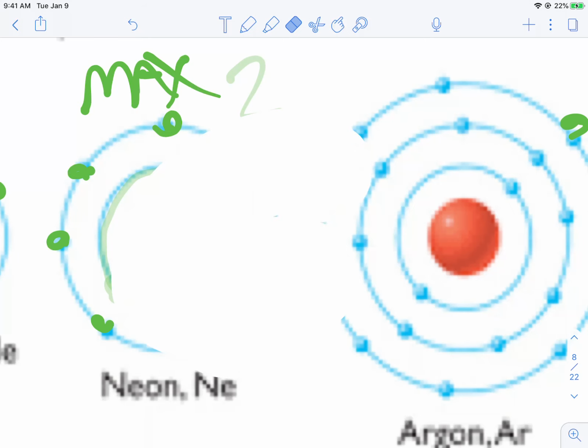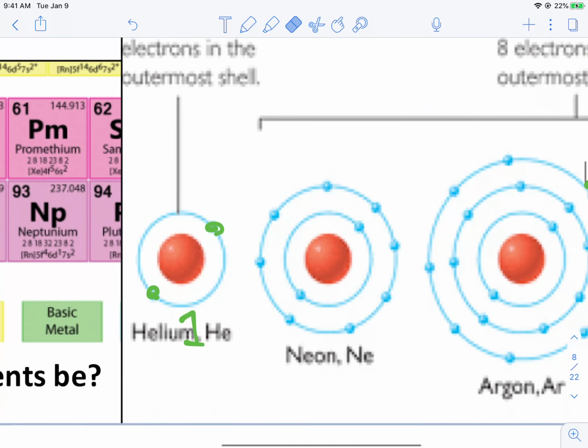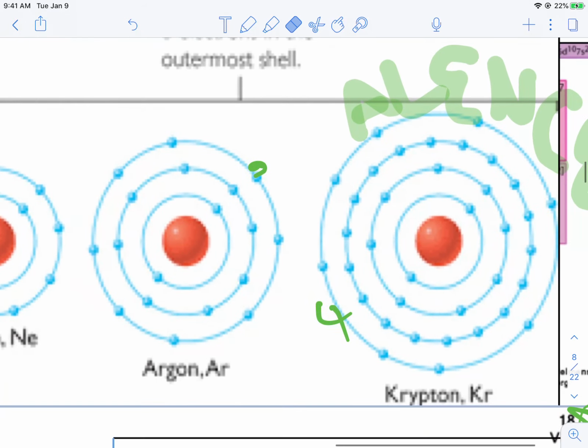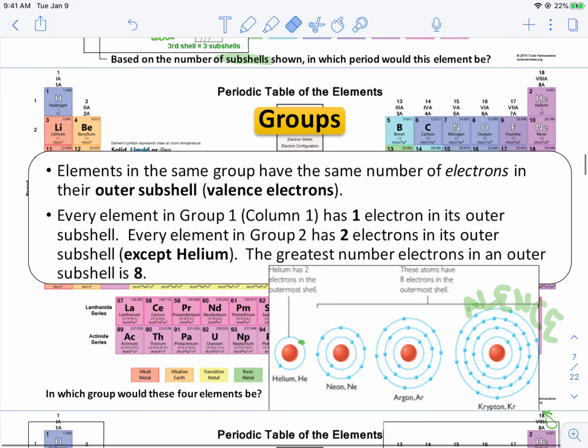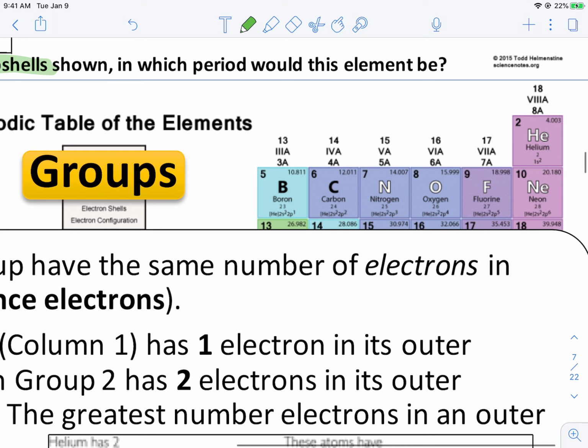And this is a little tricky to do through remote learning, from e-learning. But that's what's going on here. So that's why they're organized. So let's do a little practice. What about this guy? If I'm in that group, how many valence electrons should I have?